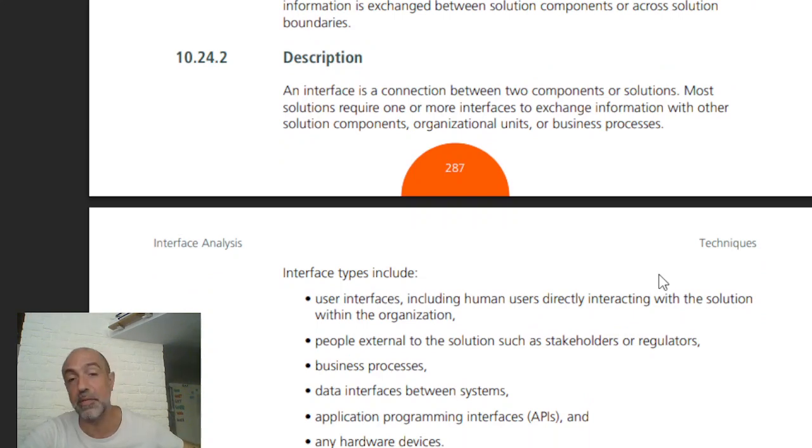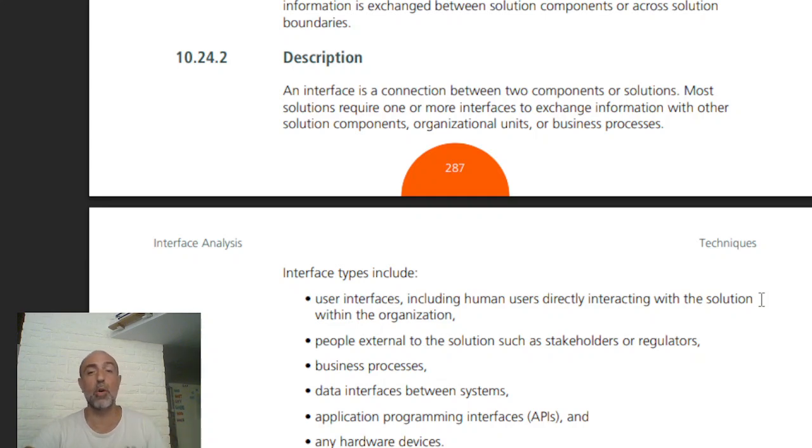Talking to a database is a different interface. If you think of an office, every door is an interface. Every phone is an interface, right? Every message, every fax, every letter is an interface. It's a way to communicate. So, an interface is a connection between two components or solutions.